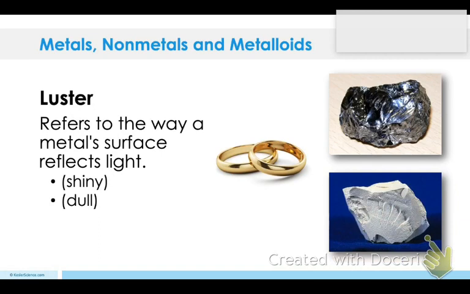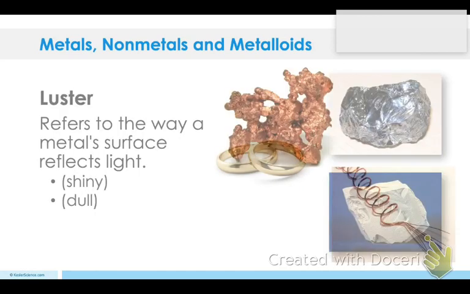Alright, so those physical properties. Luster. I would highlight luster. It refers to the way a metal's surface reflects light. So is it going to be shiny or dull? Pause here if you're still writing.